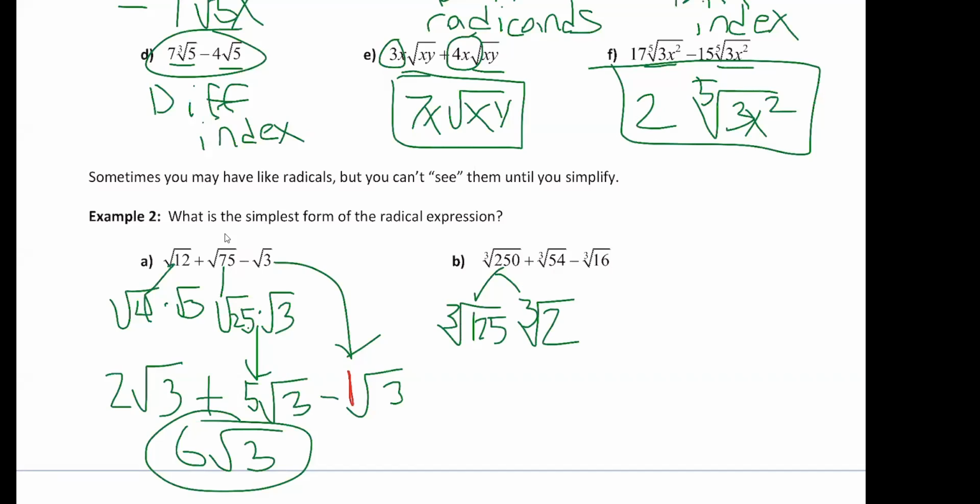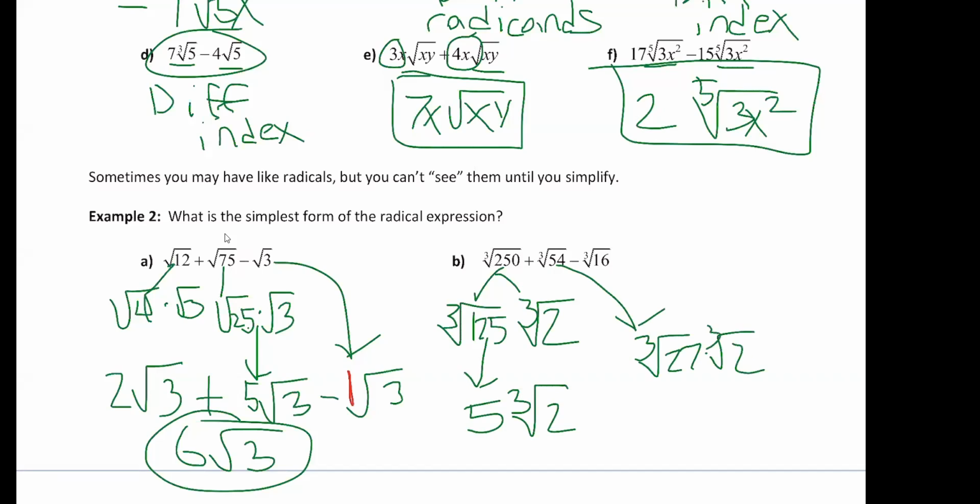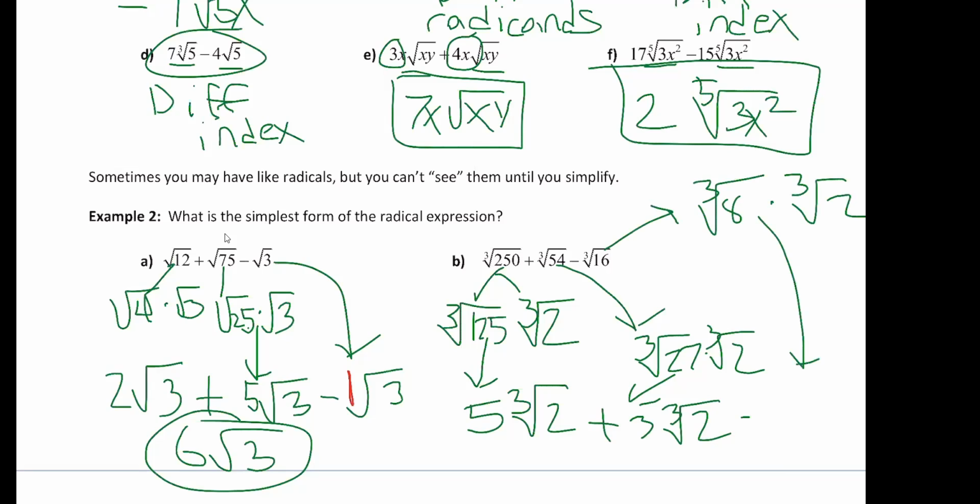But the perfect cube that goes into the 250 is 125. So that would be 5 cube root of 2. 54, you could pull out a cube root of 27. Oh, sorry, that should be a 2, and this should be a cube root. So that would be plus 3 cube root of 2. And then this one, you could pull out a cube root of 8. So this would actually be a minus 2 cube root of 2.